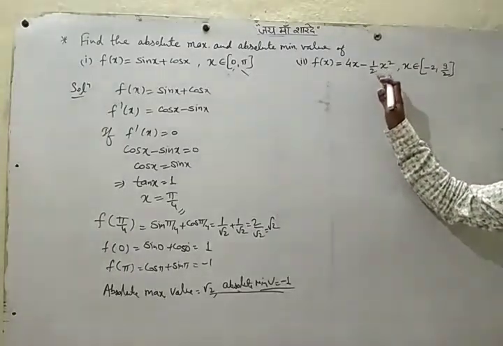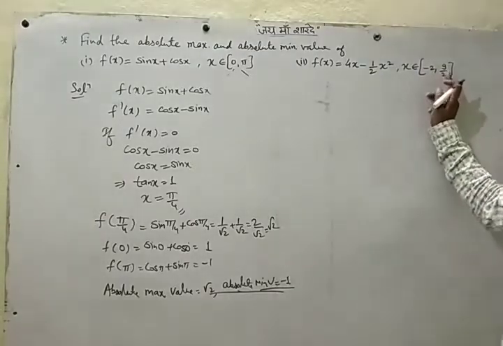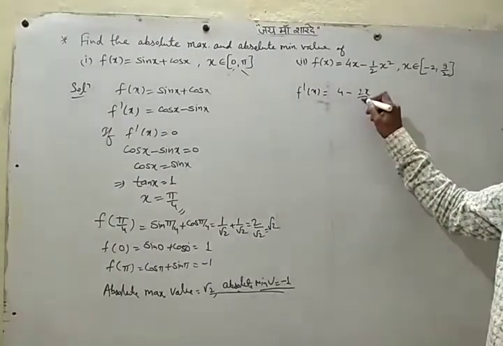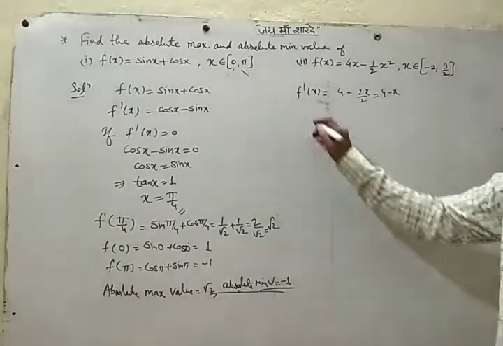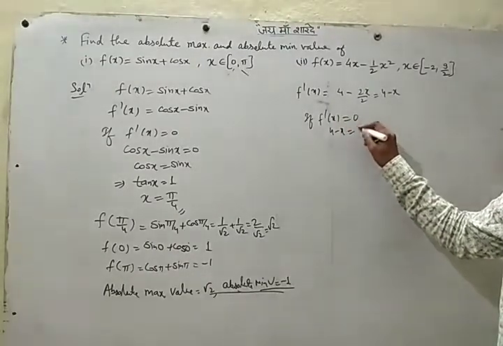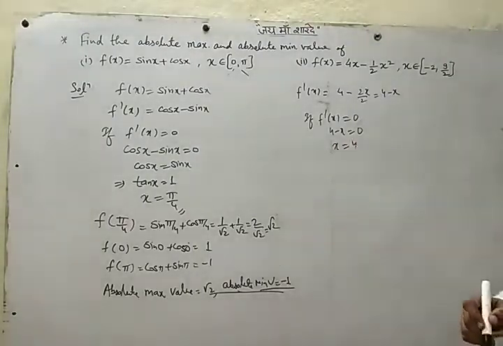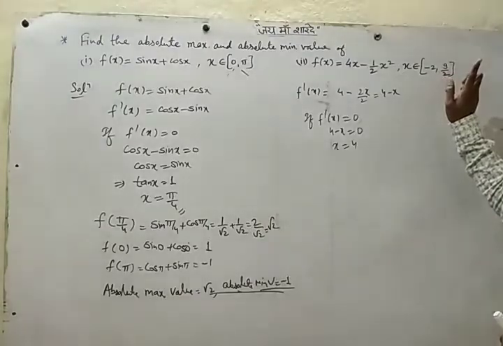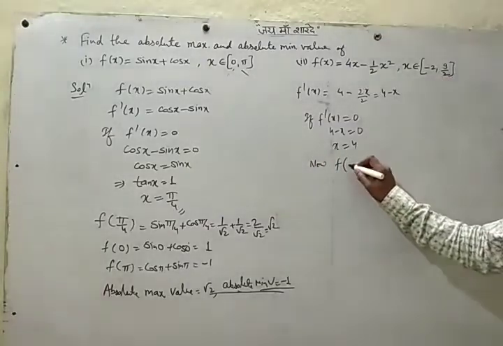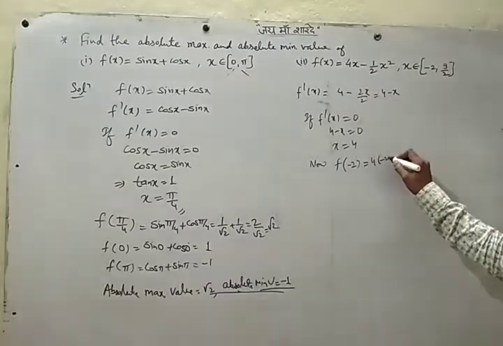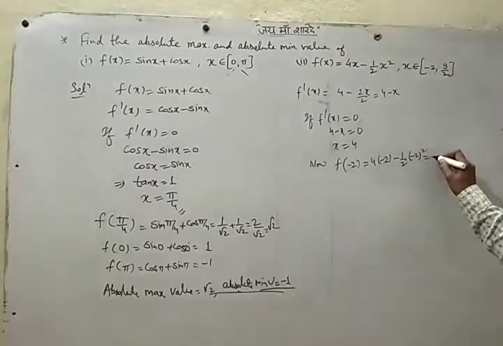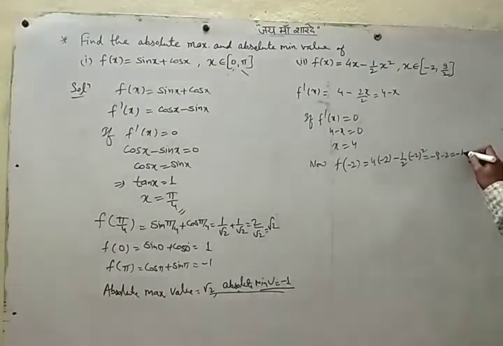Okay? Now in this question f of x is given as 4x minus half x square and the interval is minus 2 to 9 by 2. So first we find the derivative of the function, that will be 4 minus 2x by 2, meaning 4 minus x. For the critical point, if f dash is 0, then 4 minus x is 0, meaning x equals 4. So again we have one critical point, 4, and 4 lies between these two. Now we find the value of the function at these 3 points. At minus 2, 4 into minus 2 minus half times minus 2 square, so it will be minus 8 minus 2, that is minus 10.